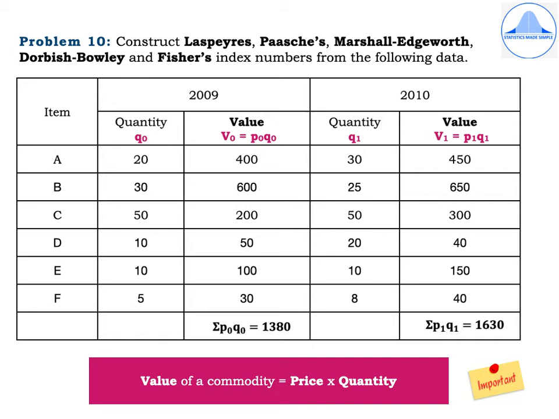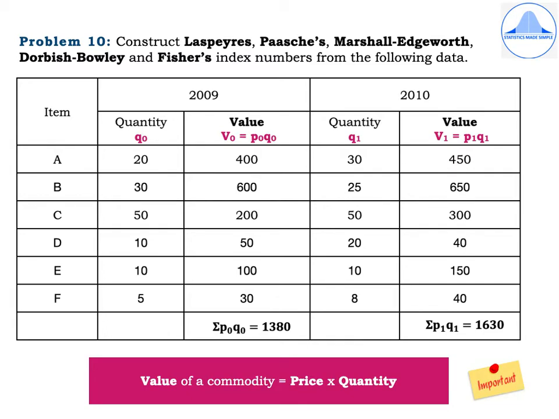Problem 10. Construct Laspeyres, Paasche's, Marshall-Edgeworth, Dorbish-Bowley and Fisher's index numbers from the following data. Here I would like to mention again that whenever they use the words index numbers, it means price index numbers. In the table, in the first column, we have items as A, B, C, D, E, F.